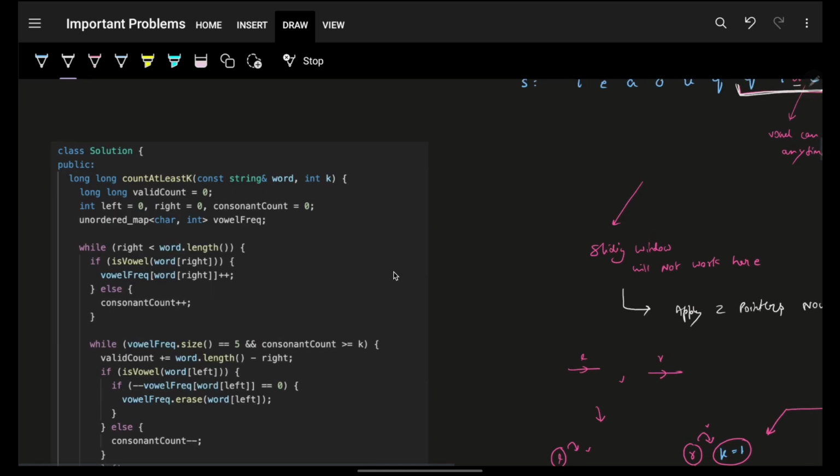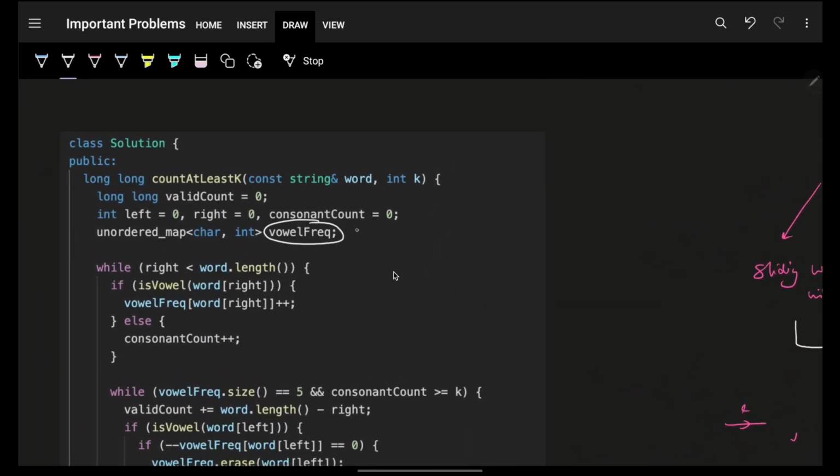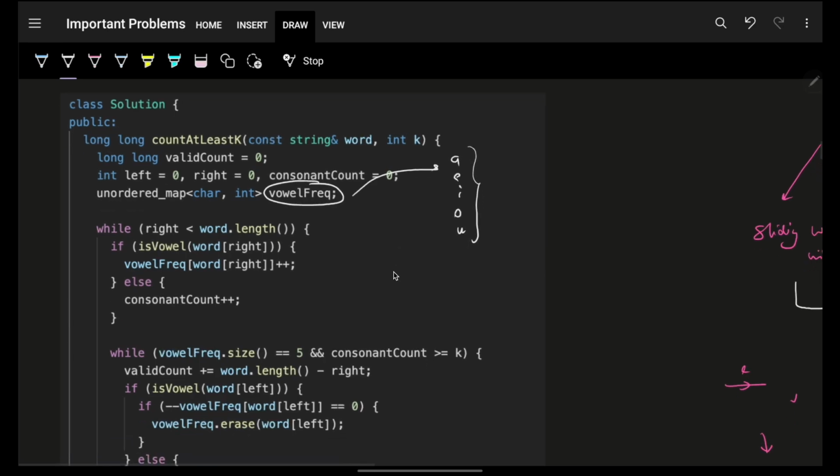So I will keep a hash map, vowel frequency, which will maintain the frequency of A, E, I, O, U. Make sure the size will remain only 5 and it will not go beyond 5. Consonant count I will have starting from 0, and then left and right pointers for my two-pointer approach.